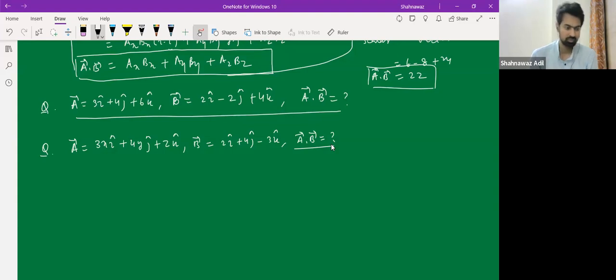Sir, in this, 3 times x is a constant, and x is some variable, right? We represent variables as x, y, z. So just remember that your answer would be in terms of some variable. Don't bother about these x, y, z. These are simply some variables. Just bother about i dot i, j dot j, and k dot k.